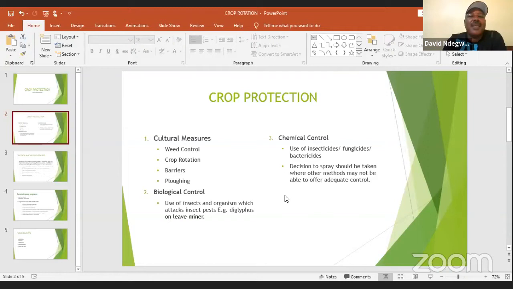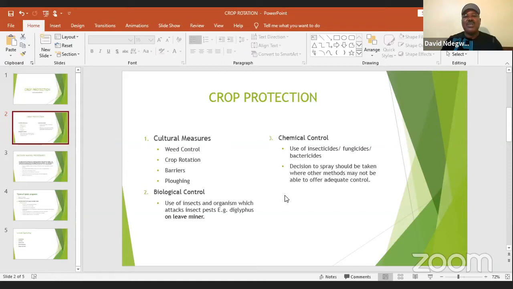Crop rotation is a way of protecting the crop and managing the soil, because there are some diseases that affect the crops of a given family. By planting crops of different families in the same field, you starve the pathogens which are attacking. For example, if you plant potatoes in a field and you find bacterial wilt, then you do not need to plant potatoes in the same field.